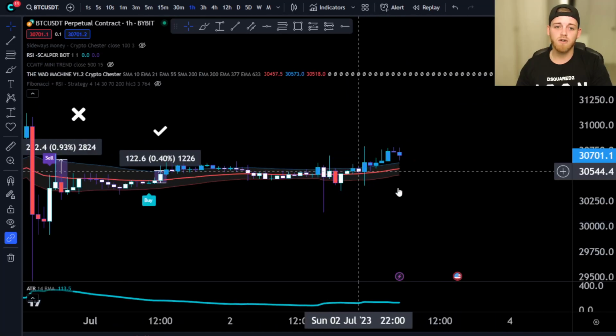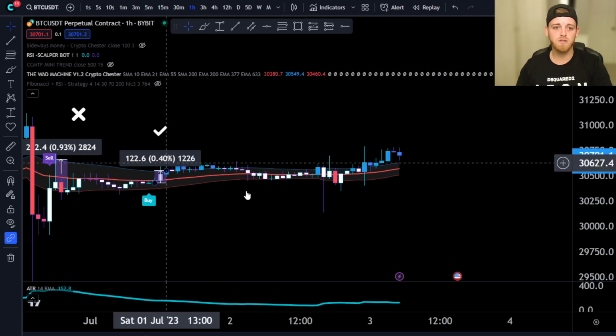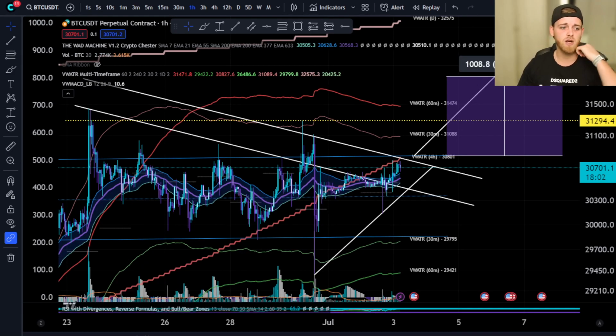And we are currently just waiting for a lovely scalp for the day. So that's something to be looking forward to. Hopefully it's going to be a nice move to the upside if we do see this breakout on the short-term time frame coming through as well.